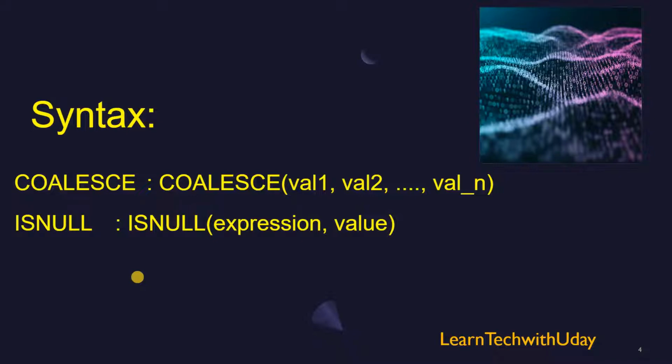As COALESCE accepts two or more parameters, the syntax for the SQL COALESCE function is the name COALESCE followed by an open bracket, then the variables or expressions that we are trying to put in, comma separated, and then a close bracket. Similarly for the ISNULL function, as we have two parameters, expression and value, these two can be put in comma separated and then a close bracket. So let's explore these two functions more using SQL queries.